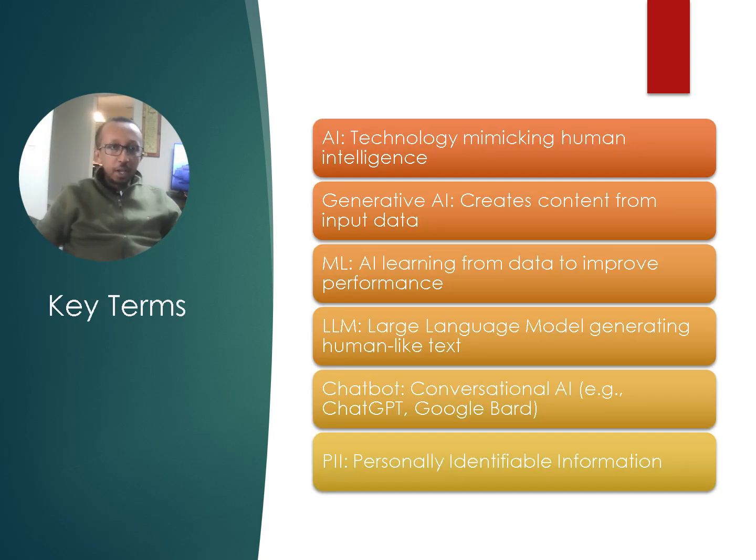This slide defines important terms used throughout the policy. The first one is artificial intelligence, technology that mimics human thinking. The second one is generative AI, tools that create text, images, or code. The third one, machine learning, AI that improves based on data. And the fourth one is large language models, systems like ChatGPT that produce human-like responses. Also, chatbots, AI tools that interact with users. And the last one, PII, personally identifiable information such as names, ID numbers, and grades.